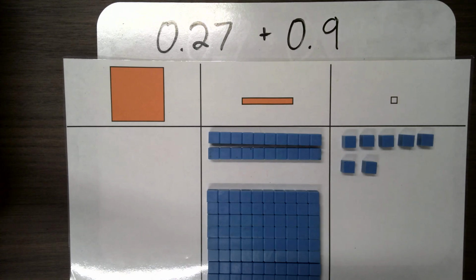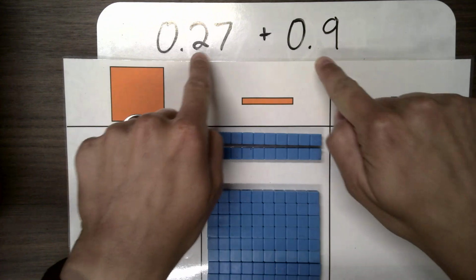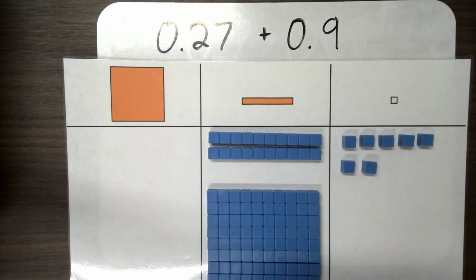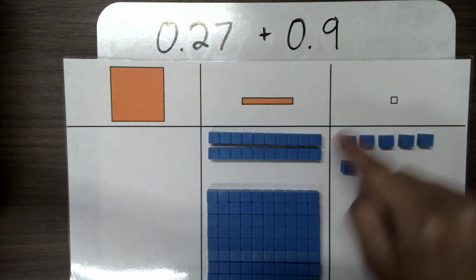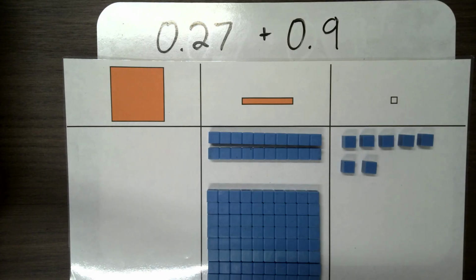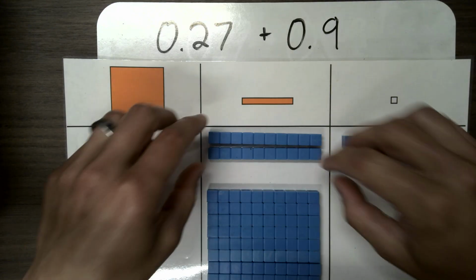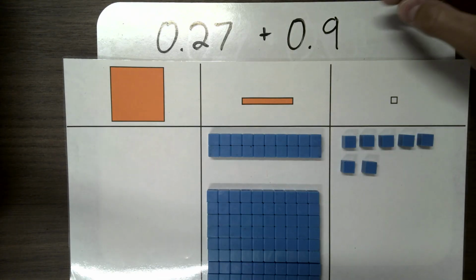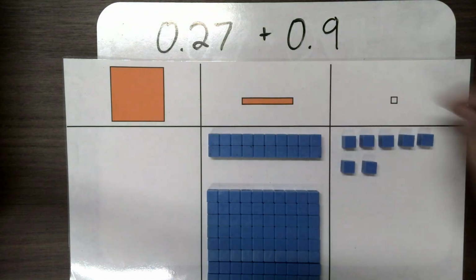In this video, we're going to discuss CRA models for decimal addition with unlike place values. So this is just where the decimals are at different place values. So we have 27 hundredths, and we want to add 9 tenths to that. What we want to really highlight here and reiterate is the meaning of each of these place values.